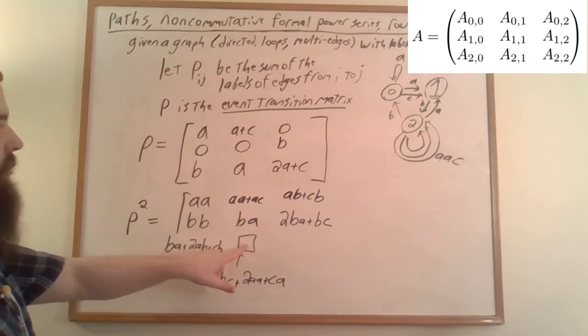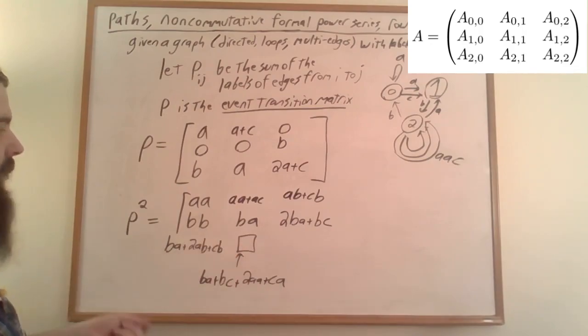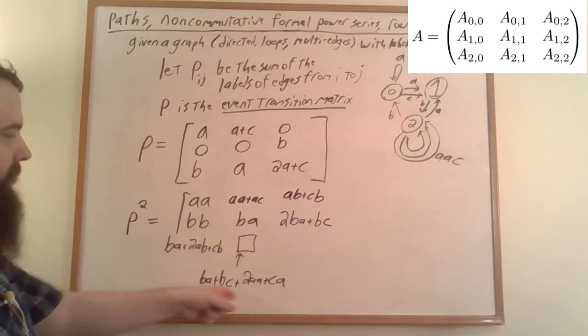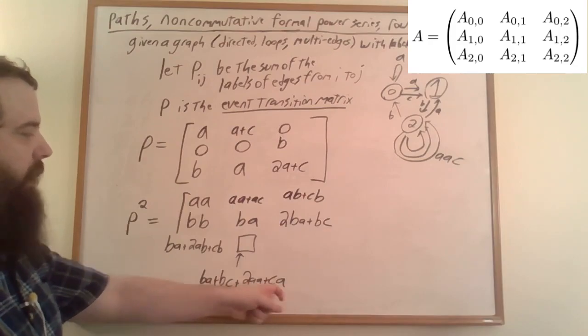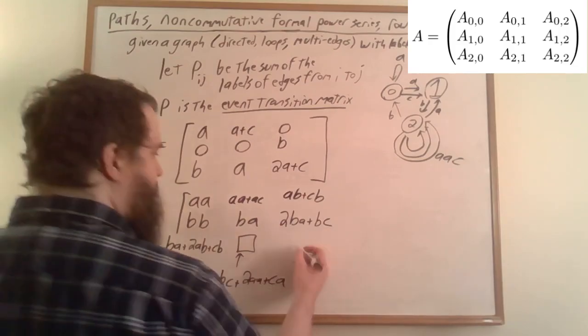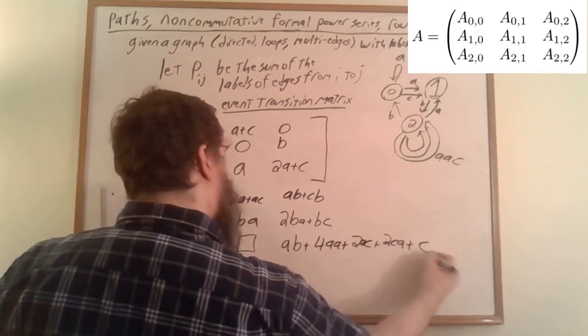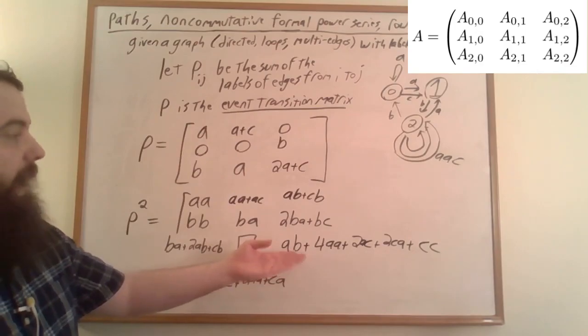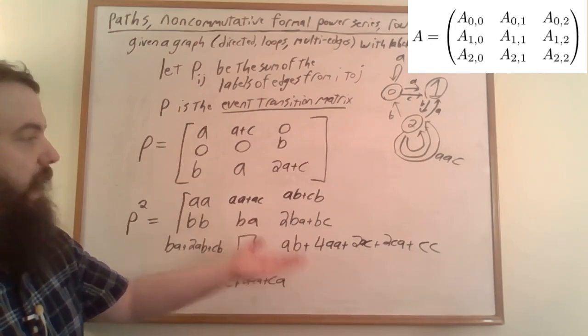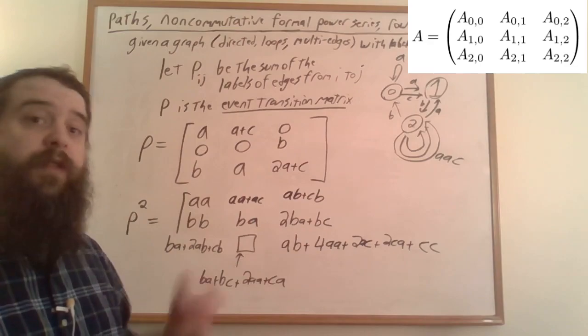We work out this entry. It's the paths from vertex 2 to vertex 1. It's going to be BA plus BC plus 2AA plus CA. And this entry here is going to be AB plus 4AA plus 2AC plus 2CA plus CC. So this is very nice.